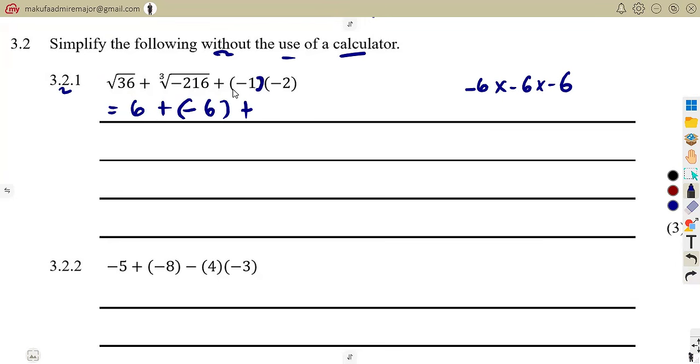Then plus, we multiply this. This is a bracket and a bracket, so that's a product. Minus 1 times minus 2, that's a positive 2. So simplifying this, 6 plus and minus will give us a minus. So that's 6 minus 6, which is 0. So that's 0 plus 2, which is going to give us a 2. So that is what we have, guys.